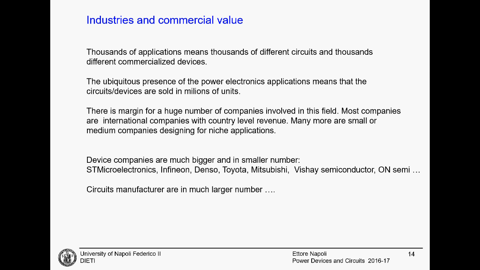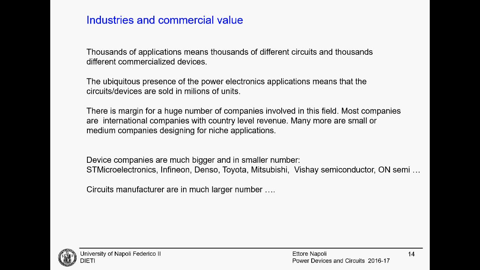There are thousands of applications. This means thousands of different circuits and thousands of different commercialized devices. The circuits are also usually sold in millions of units. If you design a controller for a battery charger for a cell phone, these are sold in millions of units. Probably each of us is going to buy a couple of power supplies for their cell phone per year. And this means millions and millions of units. Even if the single circuit is very cheap, you are going to sell millions per month.